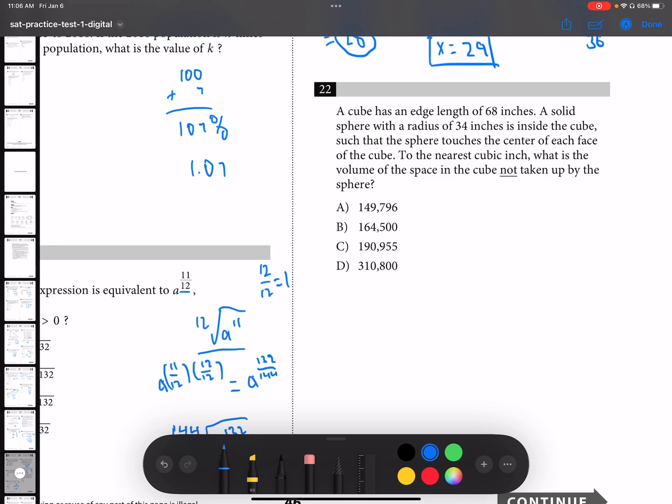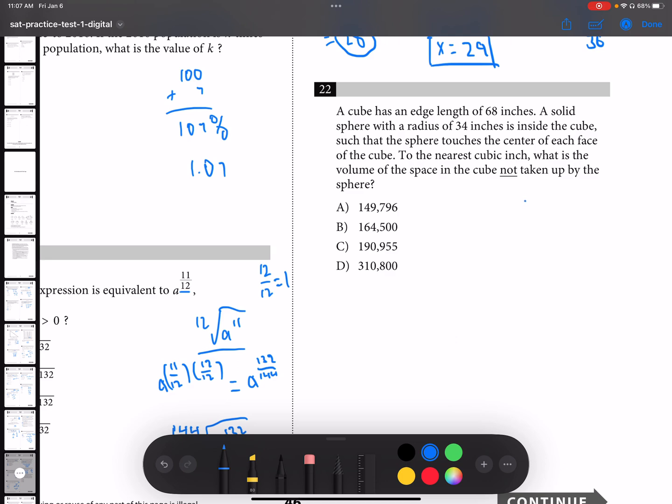Okay, 22. A cube has an edge length of 68 inches. A solid sphere with a radius of 34 inches is inside the cube, such that the sphere touches the center of each face of the cube. To the nearest cubic inch, what is the volume of the space in the cube not taken up by the sphere?